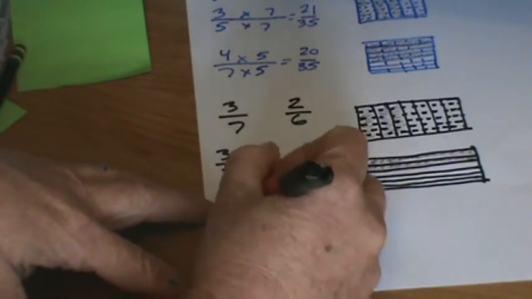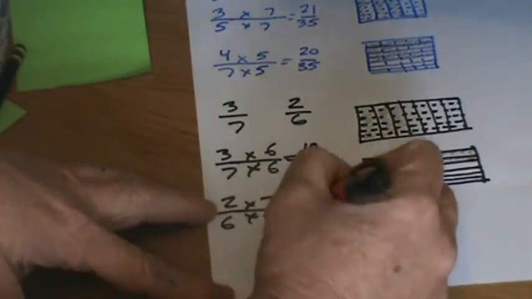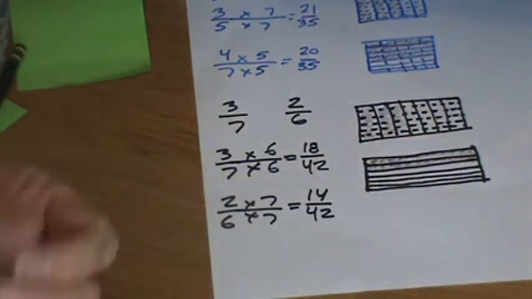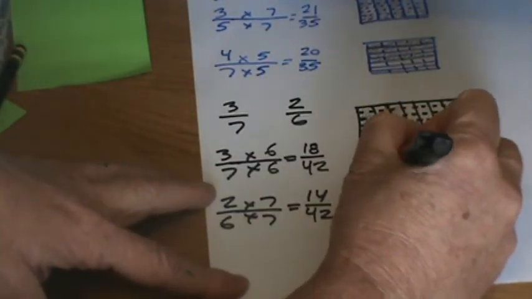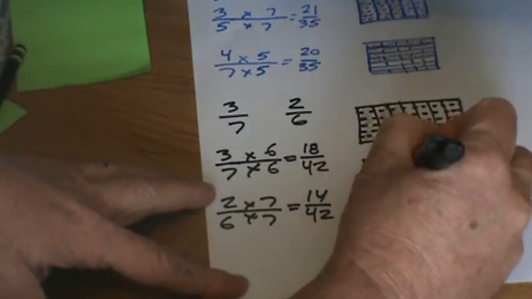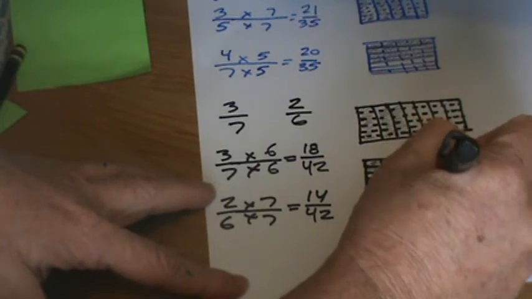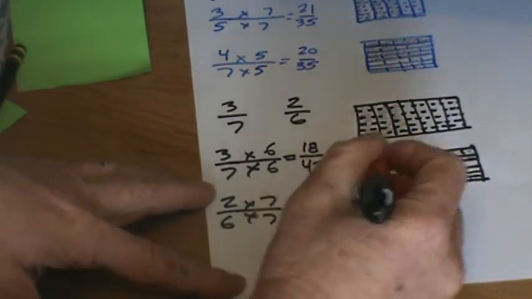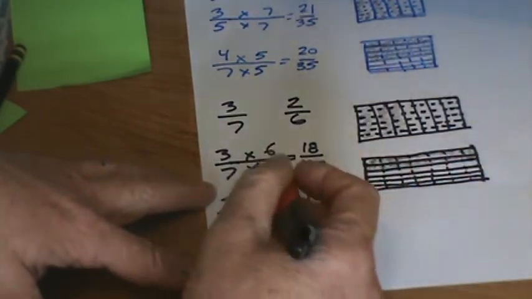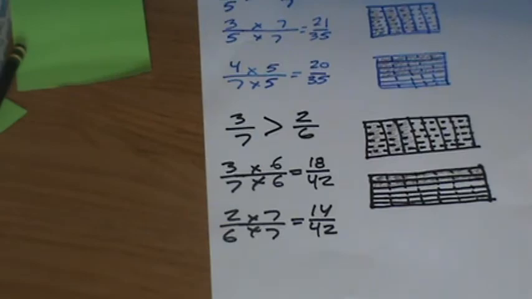2/6 times 7/7 equals what? Well, 2 times 7 is 14, and we already know 6 times 7 is 42. So let's chop this down 7 times. 1, 2, 3, 4, 5, 6, and 7. So you can see we have 14 out of 42. So what's bigger? 3/7. Let's continue on.